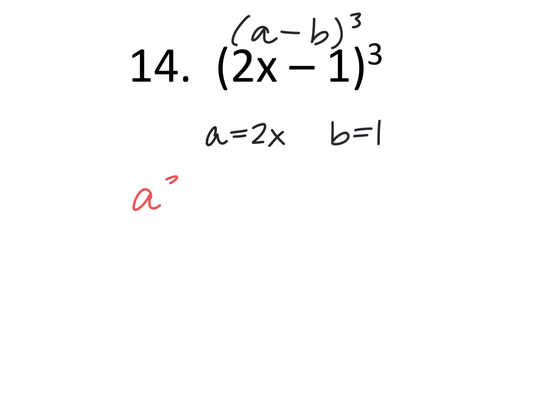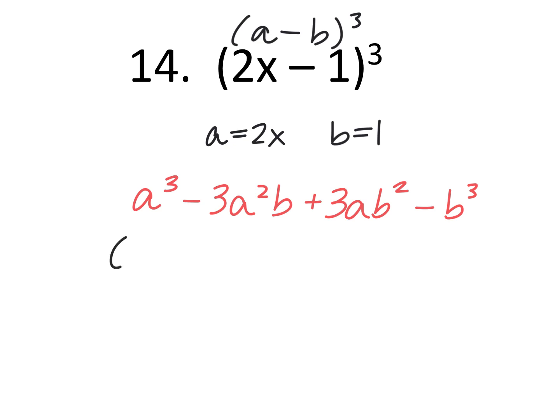It's a to the third minus 3a squared b plus 3ab squared minus b cubed. And same kind of stuff. Take your a, take your b, plug it in. So a is 2x, so it becomes 2x to the third power. We'll figure that out in a second.